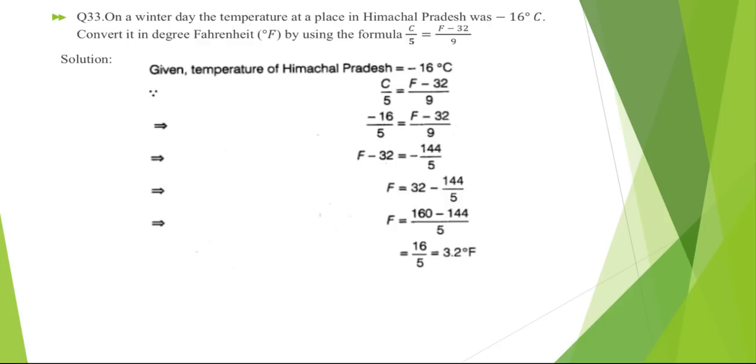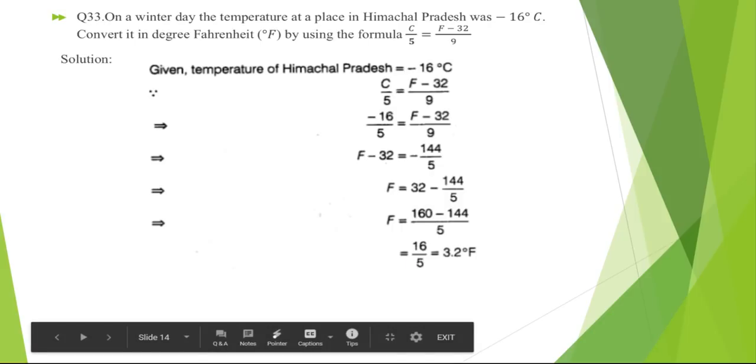Now, you already know how to solve simple equations that you've done in class 7th. So, what you'll do is you'll easily multiply 9 over here. It becomes minus 144 upon 5, and what remains is F minus 32. And now you obviously know how to transpose minus 32 on the RHS. What you do, minus becomes plus. So F is equal to 32 minus 144 upon 5. If you take the LCM and try to solve it, it will come out as 16 upon 5, which is equal to 3.2 degree Fahrenheit.